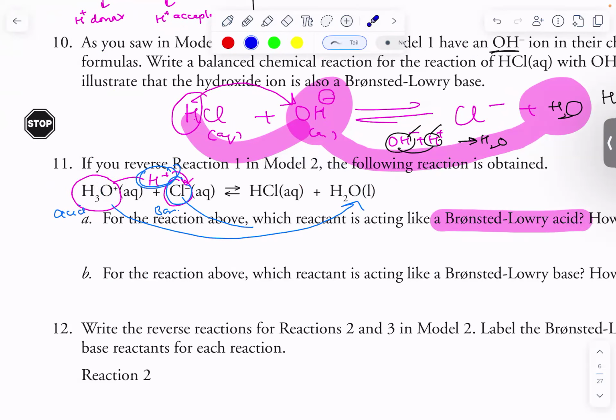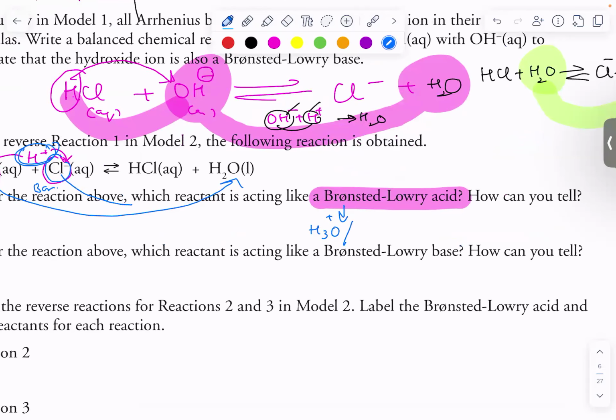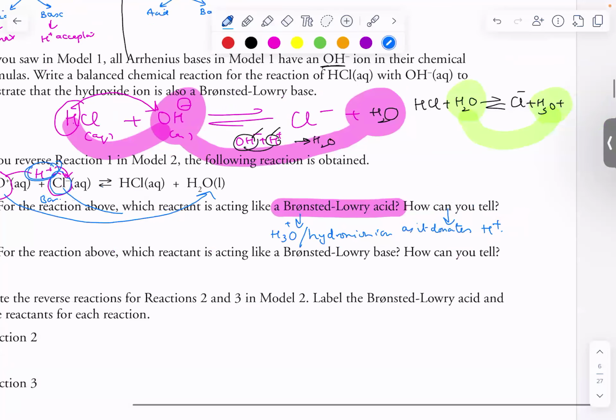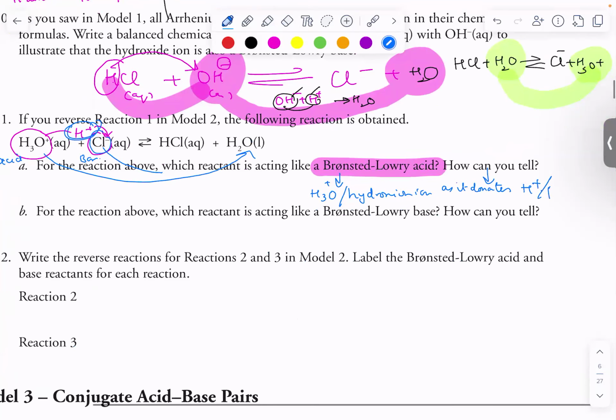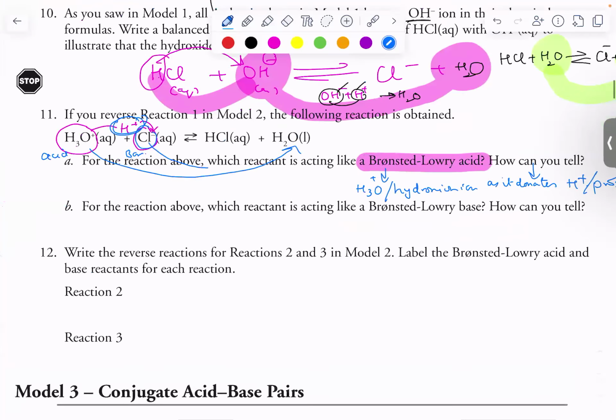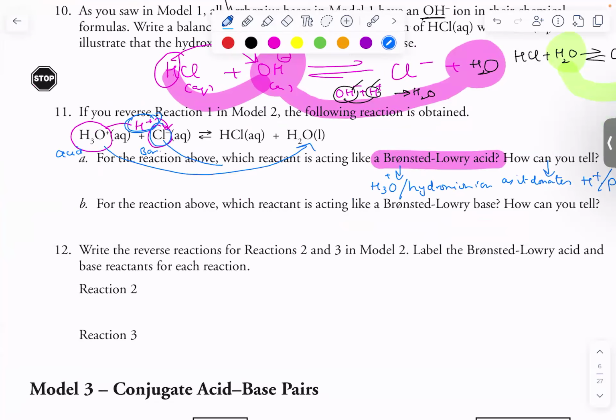Yes? So should I write that the Bronsted-Lowry acid is H3O positive, or hydronium ion? Why? How can you tell? As it donates a hydrogen ion or proton. Yes, a proton. If it's donating a proton, does it always have to be a hydrogen ion that's donated? Yes, always.